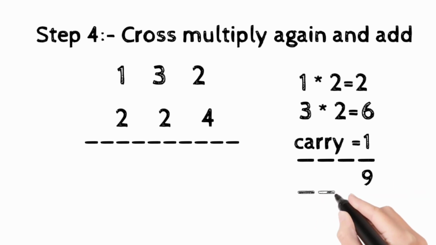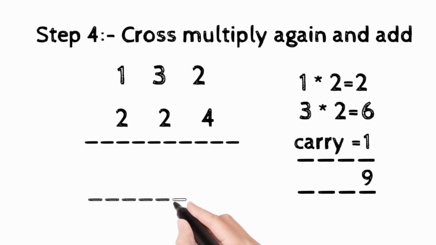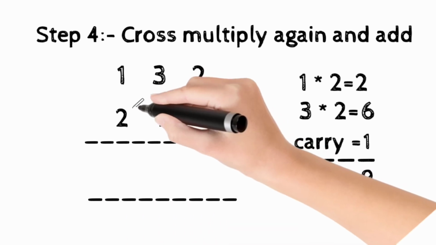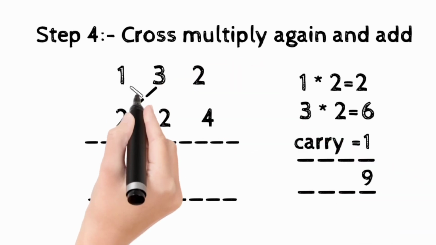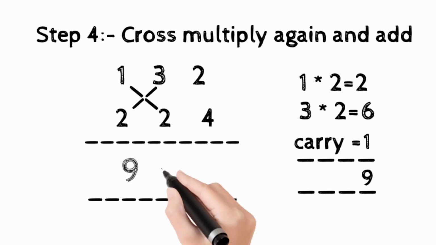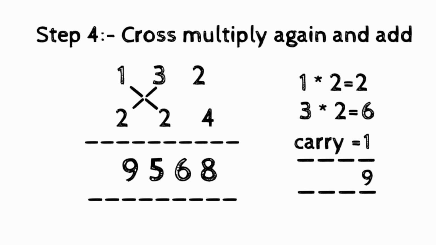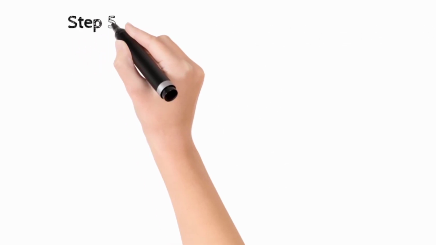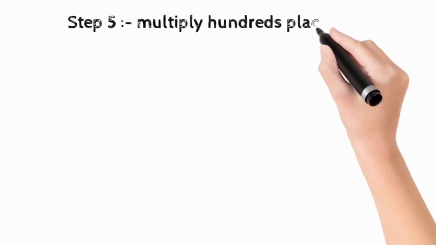Now it represents the arrows. Okay. How can we multiply? Tens place with hundreds place in both the cases. Clear? Now your answer is 9568.